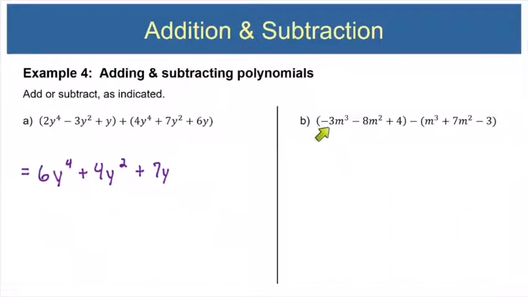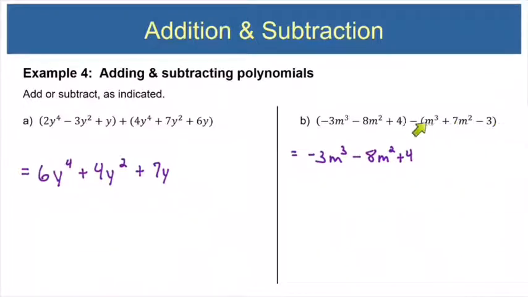Notice here we have negative 3m to the third minus 8m squared plus 4 minus m to the third plus 7m squared minus 3. So it's minus all three of these terms. In this case, the first set of parentheses still is not really doing anything, but the second set is doing something important. The second set says we are to subtract all three of these terms. So I'm going to recopy this and distribute the minus as I go, and I'm going to lose the first set of parentheses because they're not necessary. So that's going to be minus 3m to the third minus 8m squared plus 4.